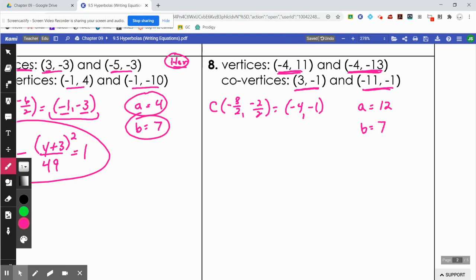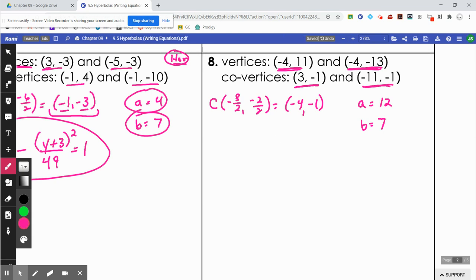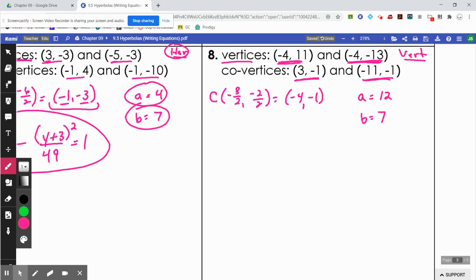So now we're set. We do have to figure out if it's horizontal or vertical. -4, 11, and -4, -13 are vertical of each other, and they are the vertices. If the vertices are vertical, then your whole hyperbola is going to be vertical. So that means your y values are going to be listed first.